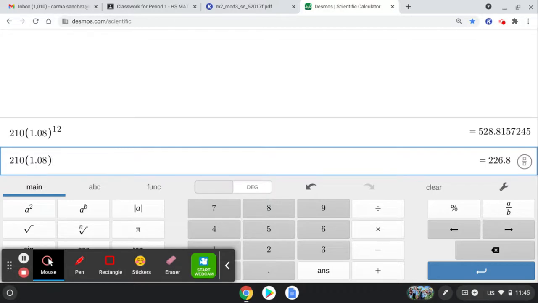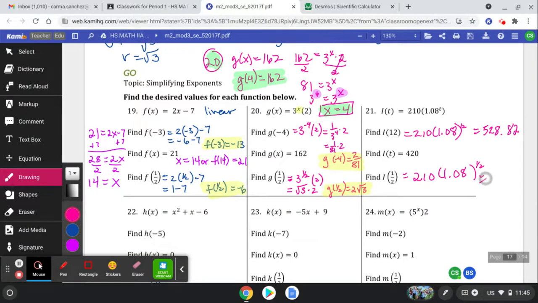Now, when you type this in and say to the power of, you can do 1/2 or 0.5, which equals 1/2, whatever you're comfortable with. So 218.24 when I round that one. I'm rounding to 2 decimal places.